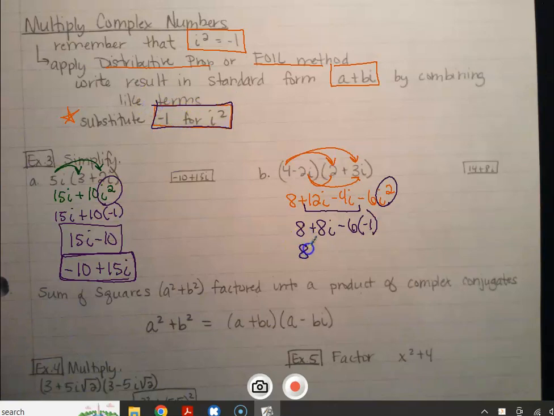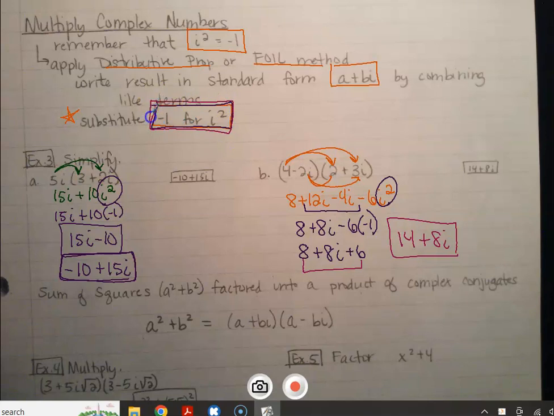All right, so then we have 8 plus 8i. Negative 6 times negative 1 is plus 6. We've got more like terms, right? 8 and 6 are like terms. So that's going to give us 14 plus 8i after we combine our like terms. Remembering that i squared is equivalent to negative 1 is going to be very helpful. Okay. All right. Then we have some sum of squares.